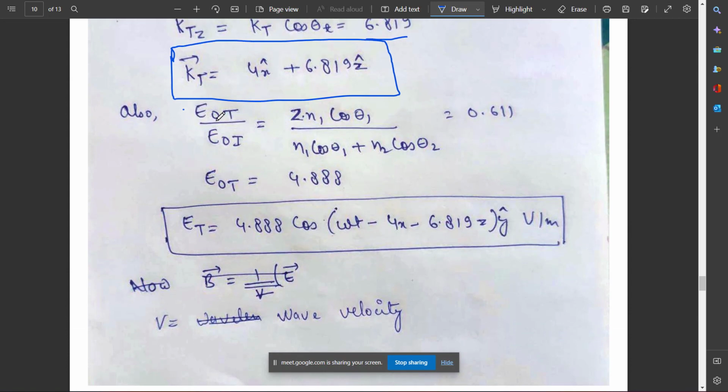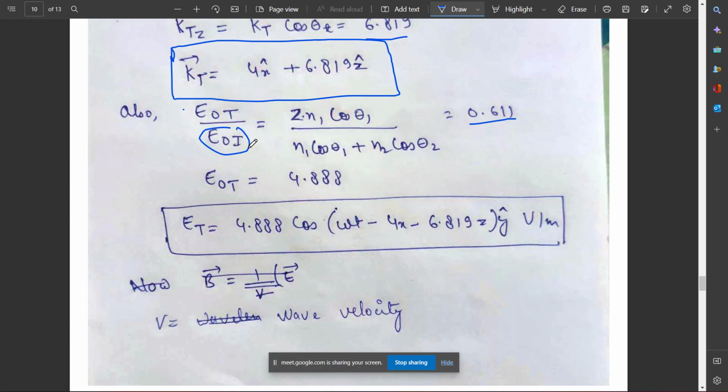So how can we find the value of E naught T? By this formula: E naught T upon E naught I is equal to 2 n1 cos theta 1 upon n1 cos theta 1 plus n2 cos theta 2. Okay, we'll put all the values. We got 0.